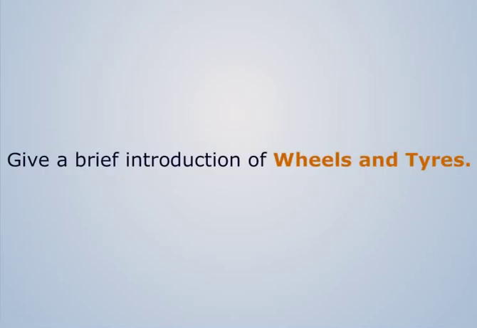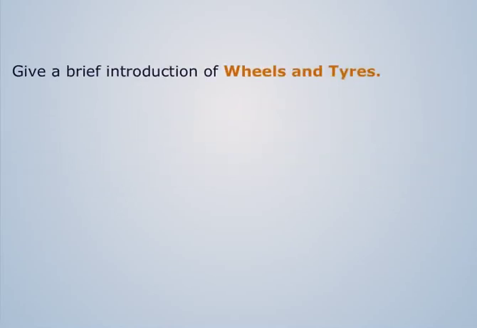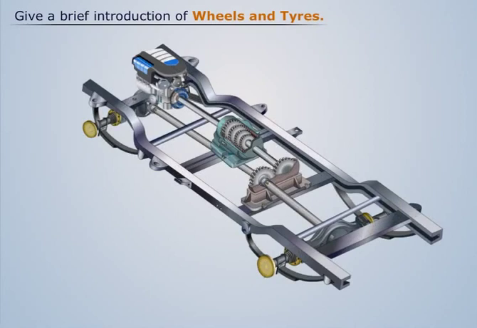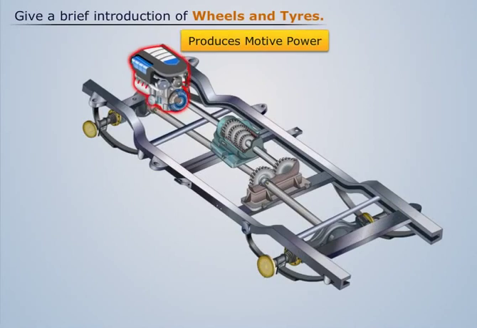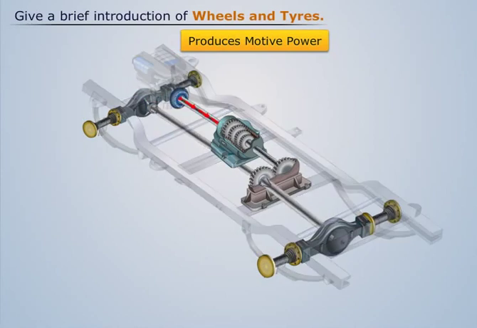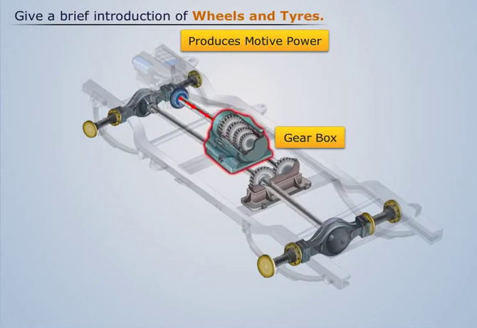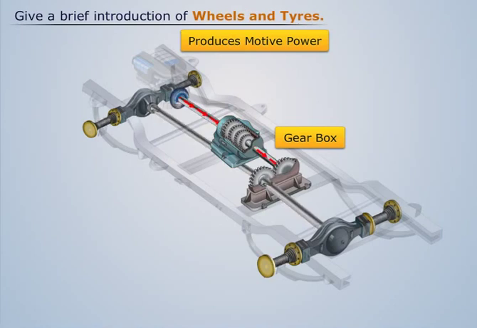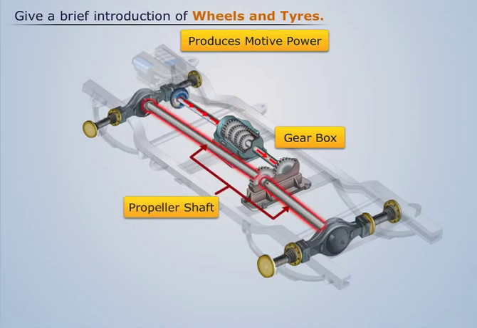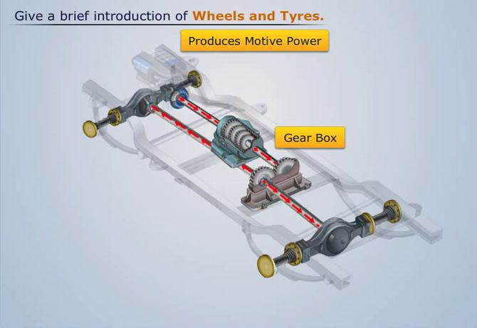Give a brief introduction of wheels and tires. We know that in an automobile, the motive power is produced by the engine. This power gets transmitted through the gearbox and propeller shaft to the driving axles.